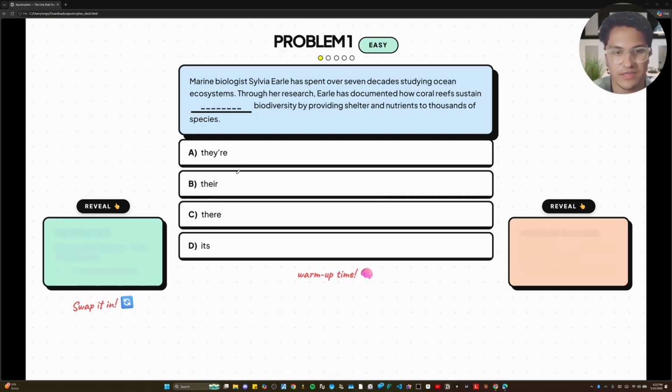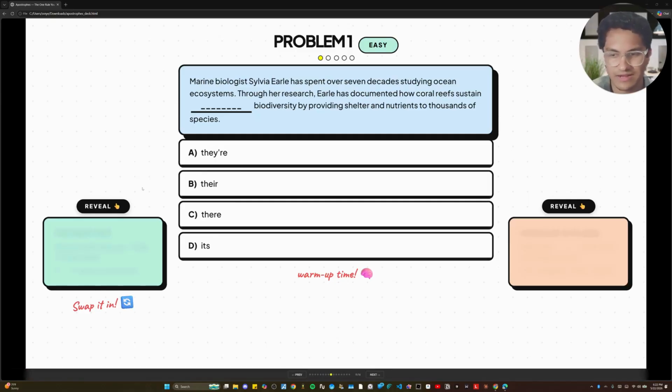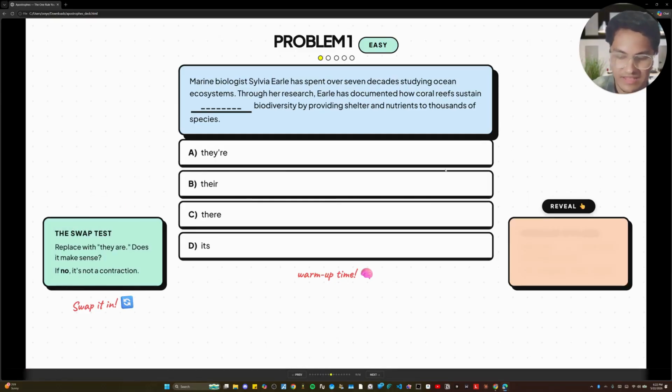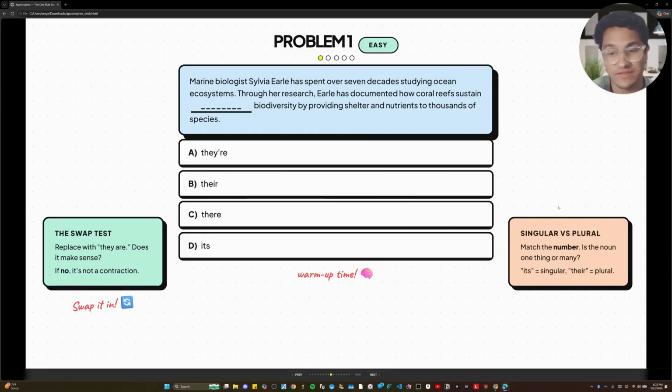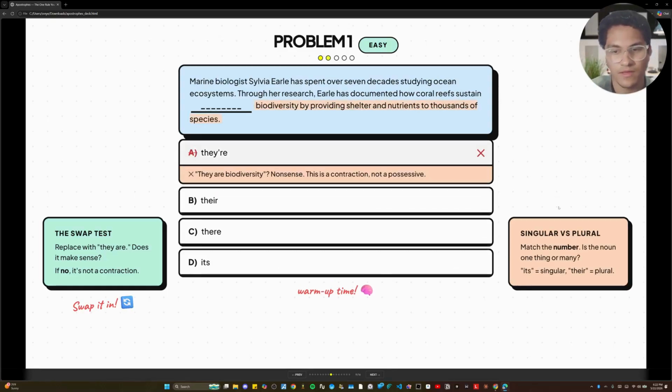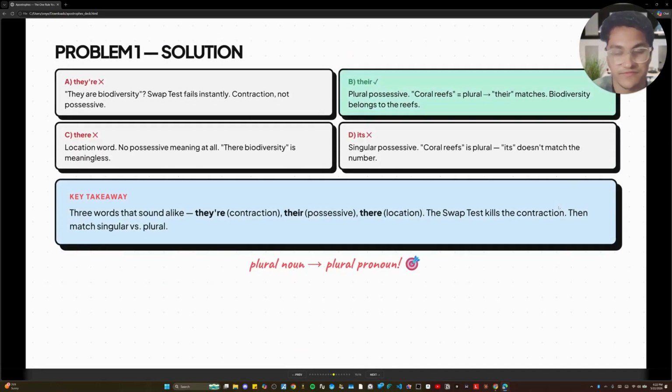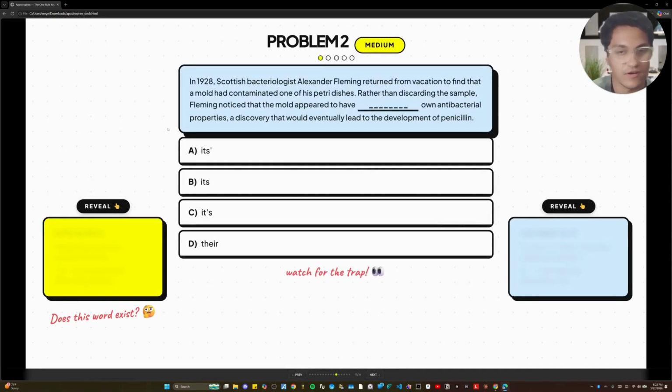Through her research, Earle has documented how coral reefs sustain their biodiversity. That already sounds wrong, so we know it's going to be showing possession here, and B is going to be the correct answer. Once again, the hint says run the swap test, and you're always going to be checking between singular versus plural. Here's a quick summary of the solutions. Now let's go on to problem number 2.